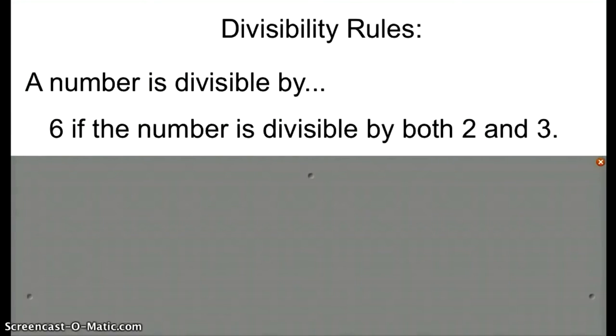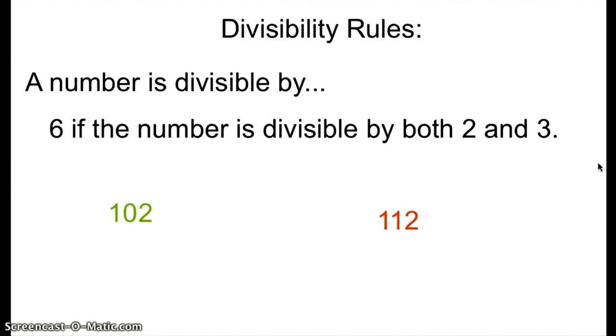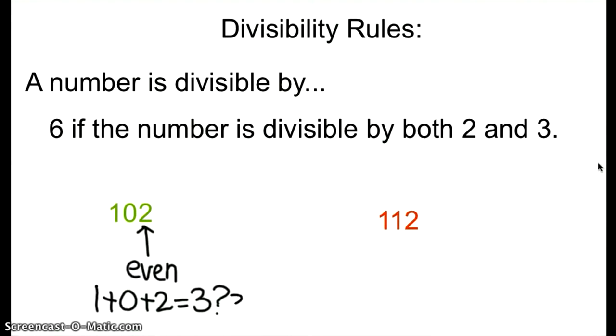A number is divisible by 6 if the number is divisible by 2 and 3. So we have to check both rules. So we need to make sure that the ones digit is even and the sum of the digits is divisible by 3. So is 3 divisible by 3? And it is. So 102 is divisible by 6 because it has the capability of being divided by 2 and the capability of being divided by 3. It has to have both.